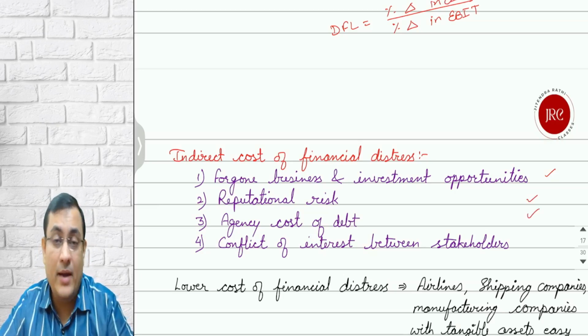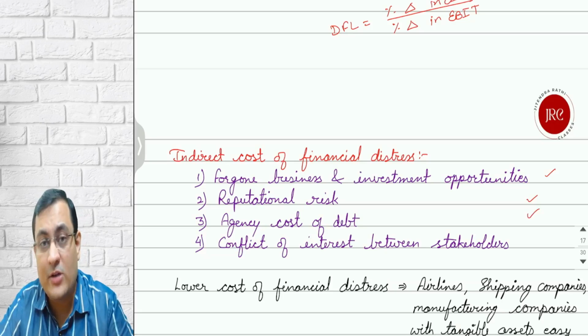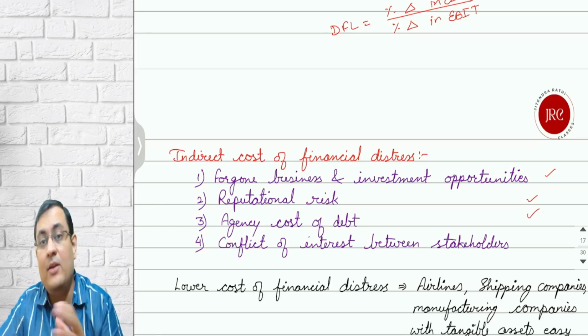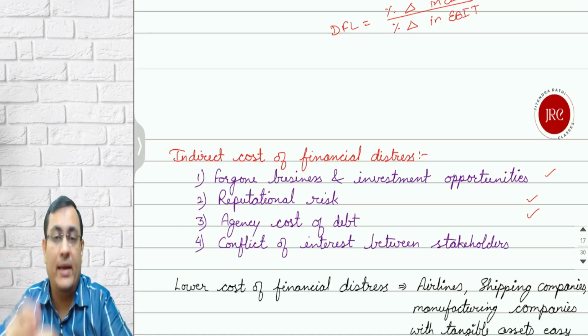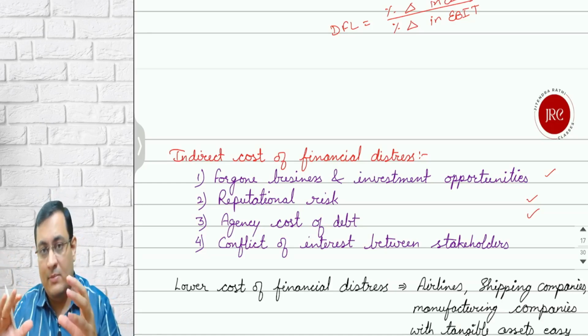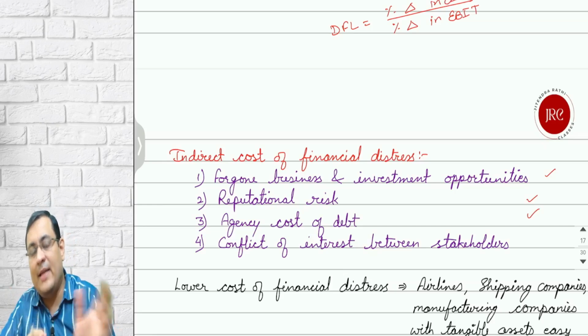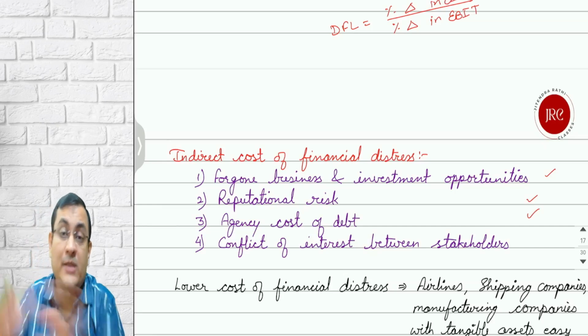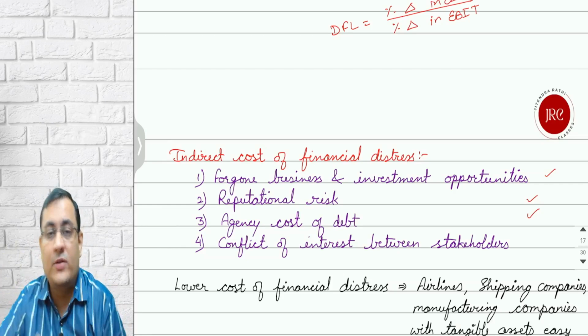Agency cost, an additional cost. What is agency cost? Agency cost is related to the relationship between principal and agent. It is the fiduciary duty of the agent that they should keep the principal's interest ahead of their personal interest.